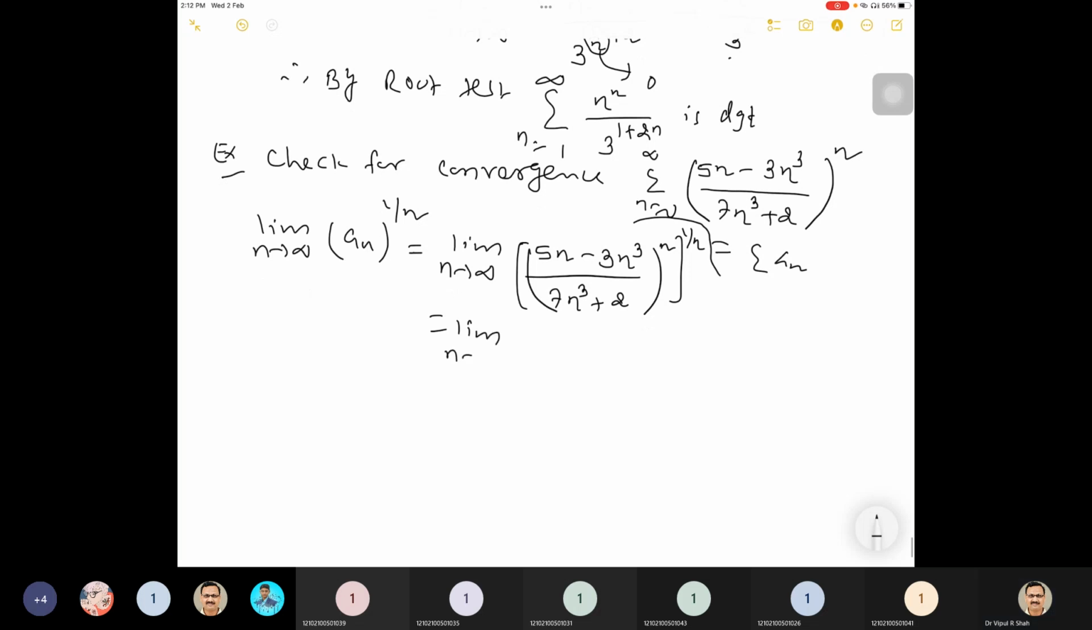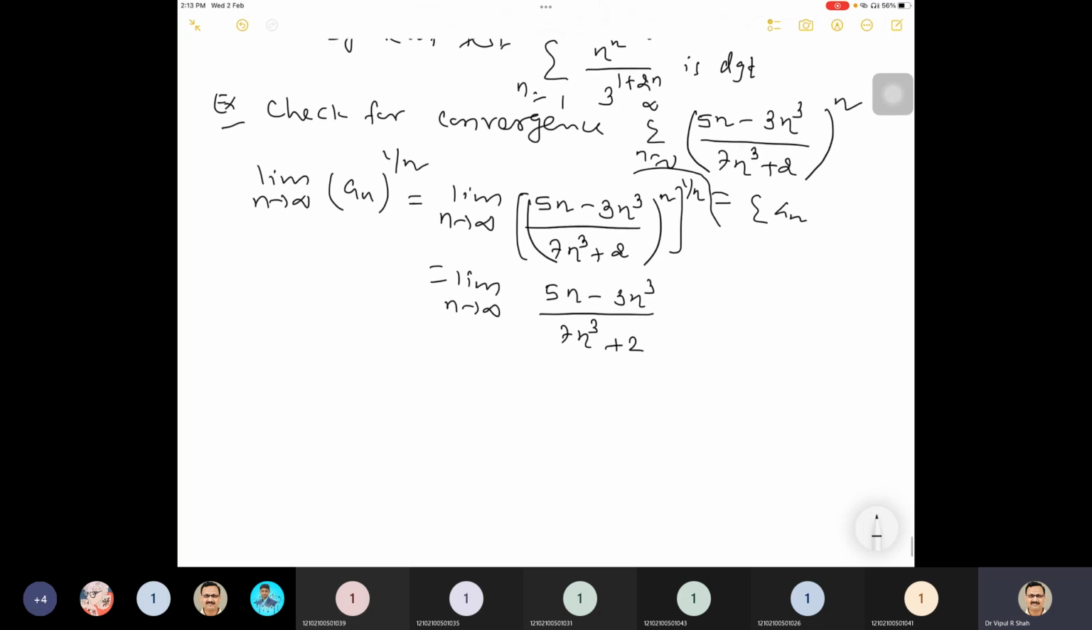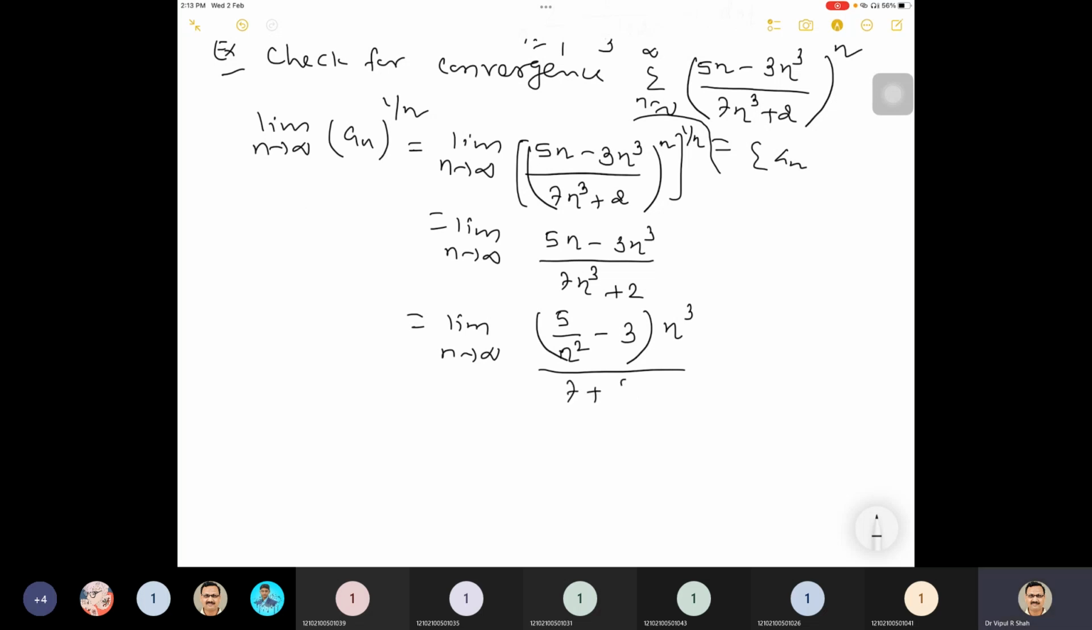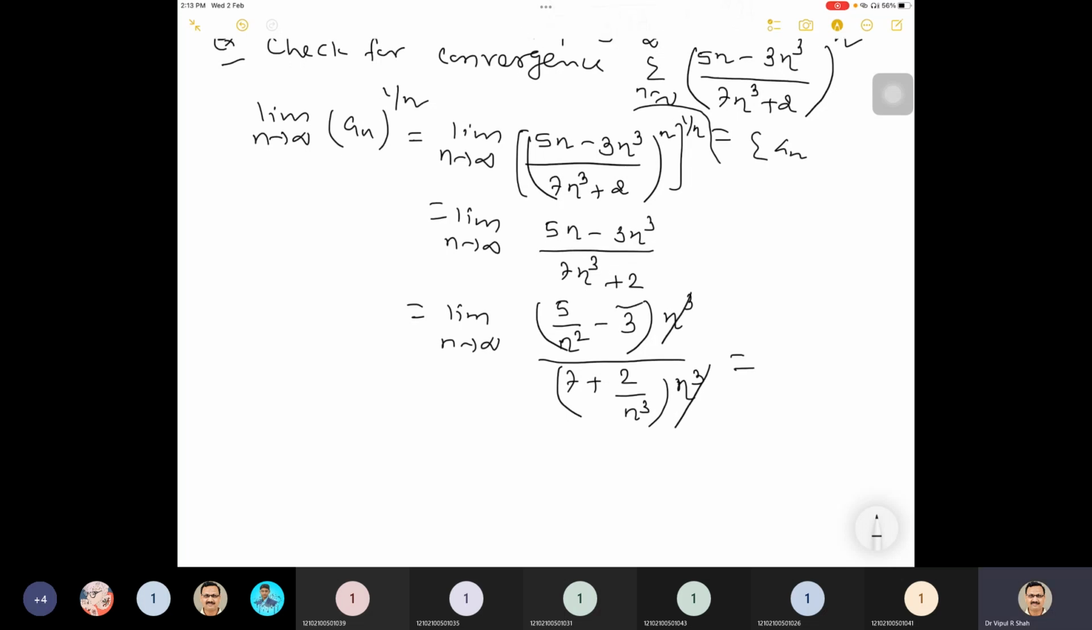And so this is equal to the limit as n tends to infinity of (5n minus 3n cube) upon (7n cube plus 2). Now you can easily find the limit. Taking n cube outside, the limit of (5 by n square minus 3) upon (7 plus 2 by n cube). What is that limit now? Minus 3 by 7. Which is less than 1.